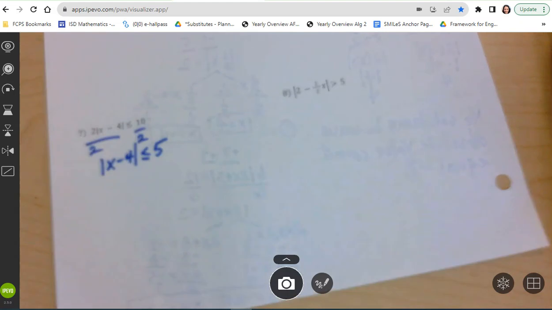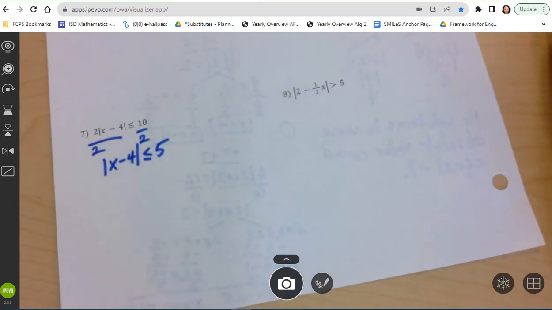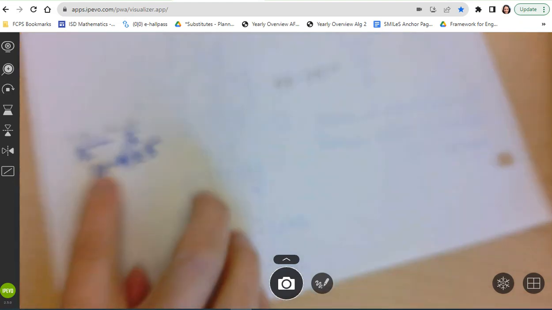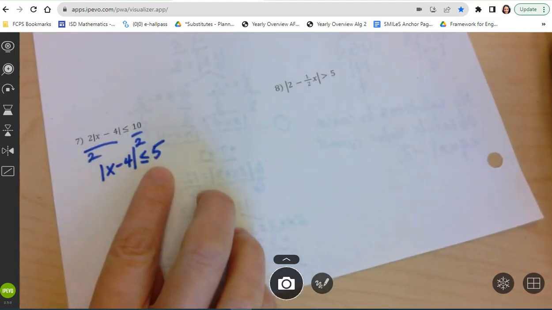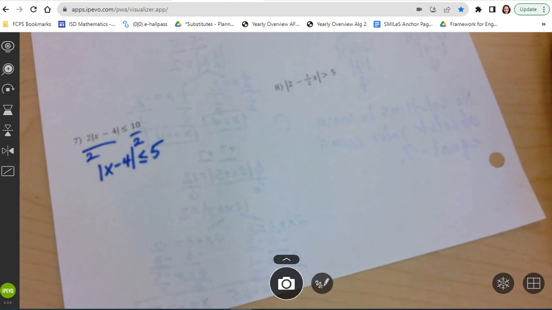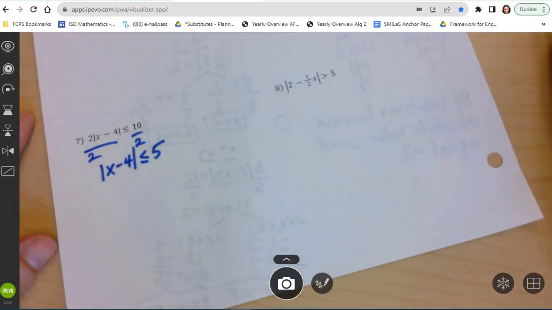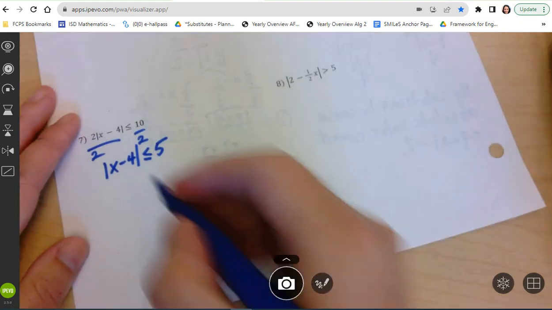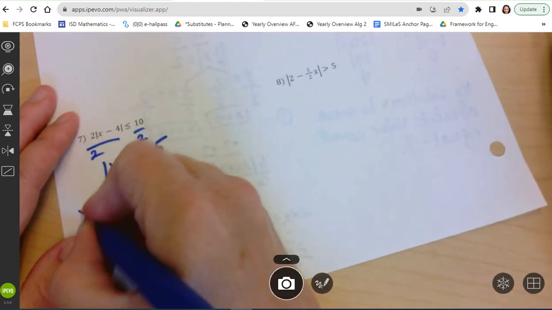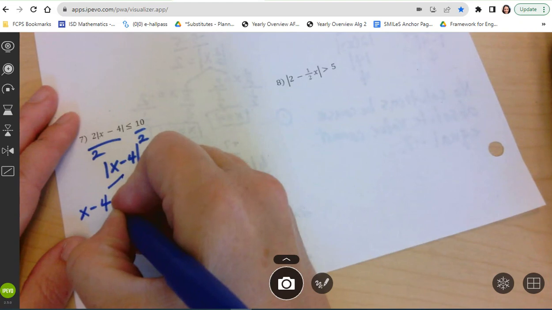Anybody have a different way of remembering it? For me, I just remember that the less than kind of looks like an L, right? The less than looks like an L, and then the greater than doesn't really look like an L, it's backwards. Less than is L. So anyway, this says x minus 4 is less than or equal to 5. We're going to write it two ways. So we're going to have x minus 4 less than or equal to 5.